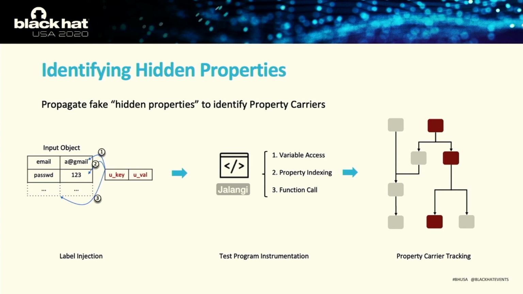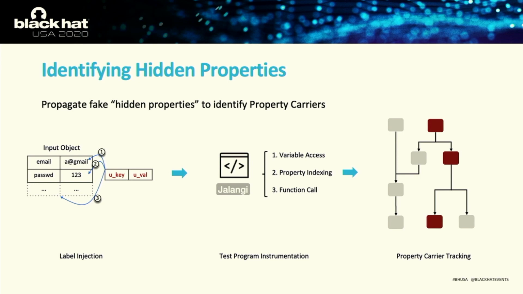Taking the routing controller case as an example, as shown in the left part of the picture, Lynx will first generate 3 different input objects by label injecting the original one. Each time, Lynx will inject the label into a different property, such as the email and the password, and also it will inject the label into the root of the input object.